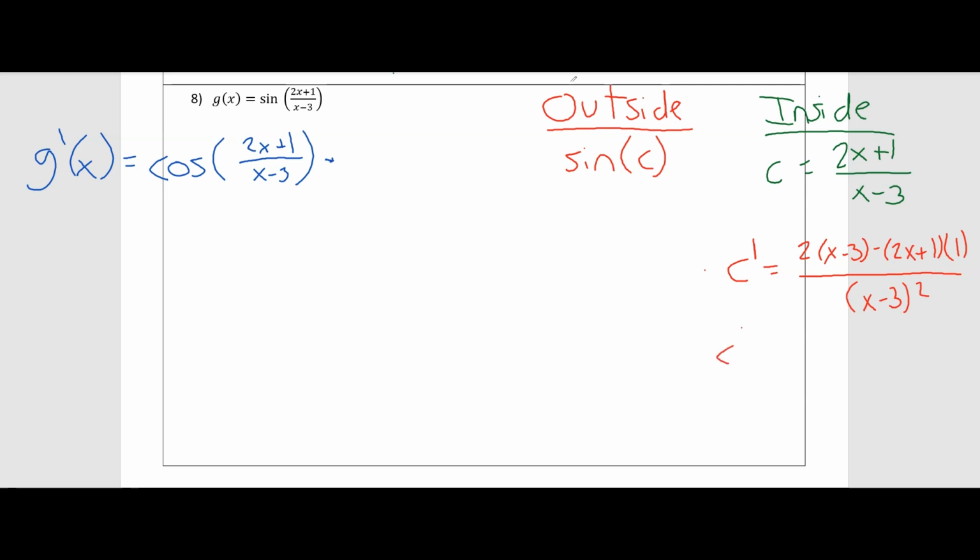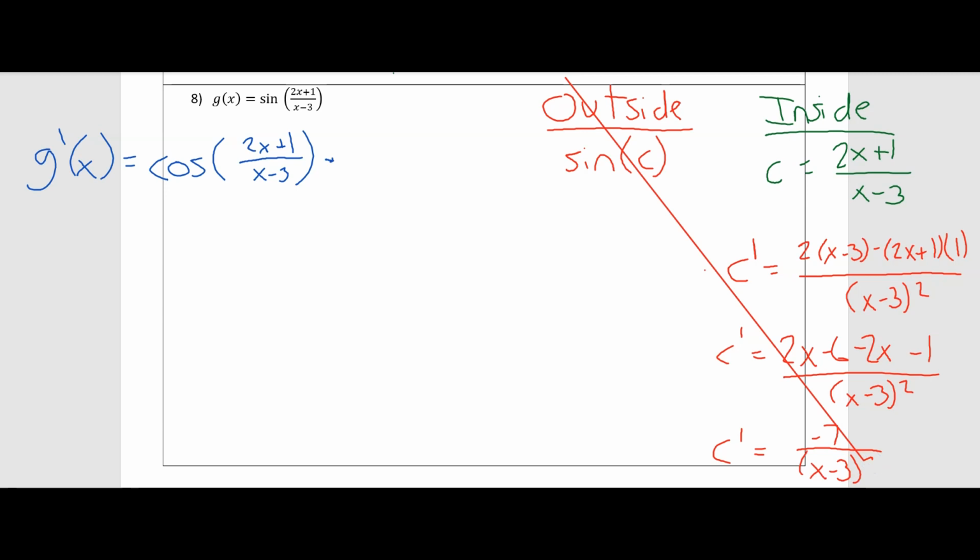Okay, I can do some simplifying. So that's going to get me 2x minus 6 minus 2x minus 1. Don't forget to distribute that negative. And then my c prime, or the derivative of my inside function, is going to be equal to negative 7 all over the quantity x minus 3 squared. Oops, just needed a square. Okay. So this is going to come up and be the derivative of my inside function.